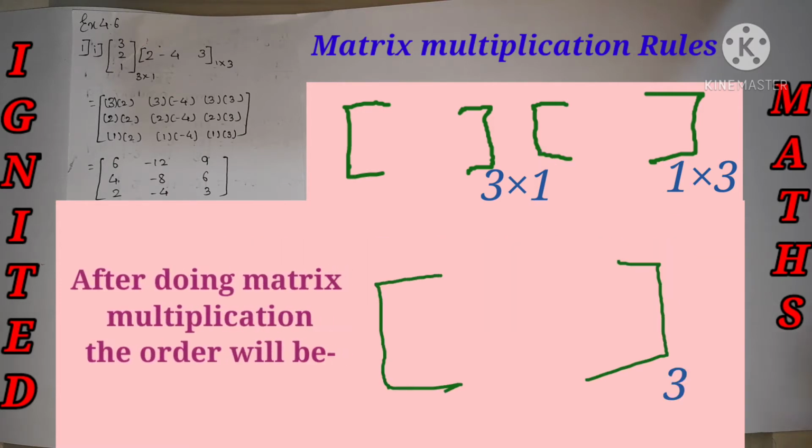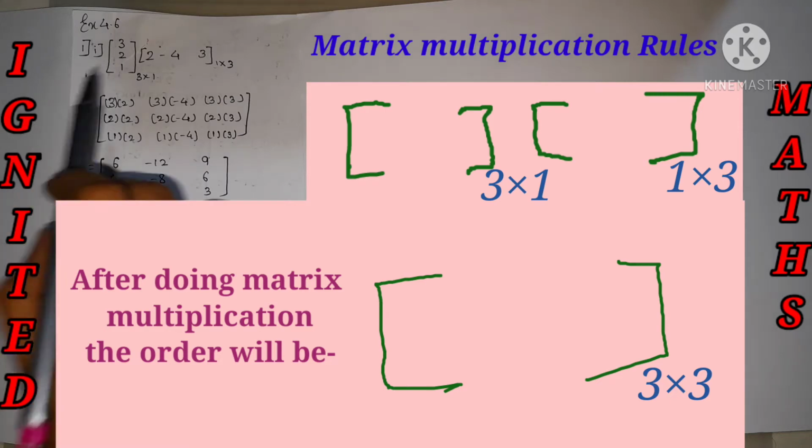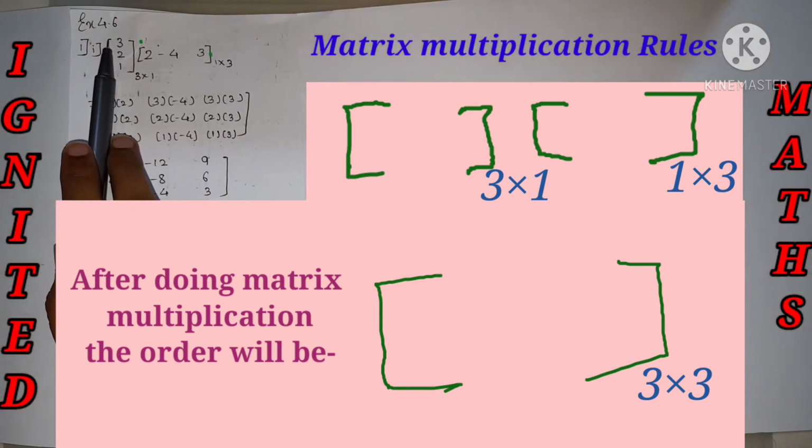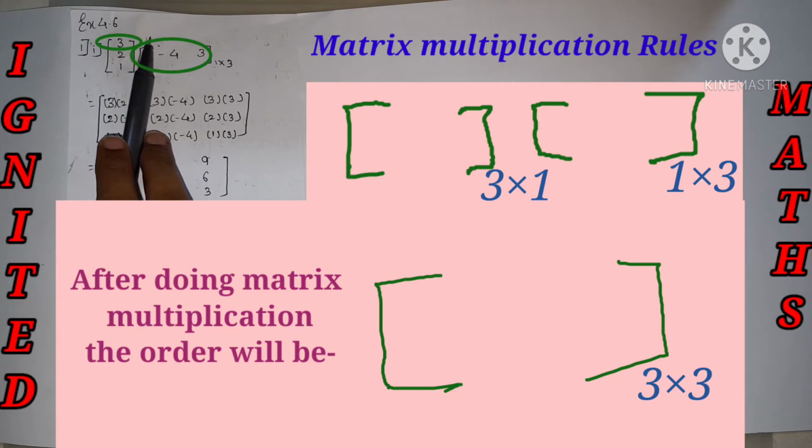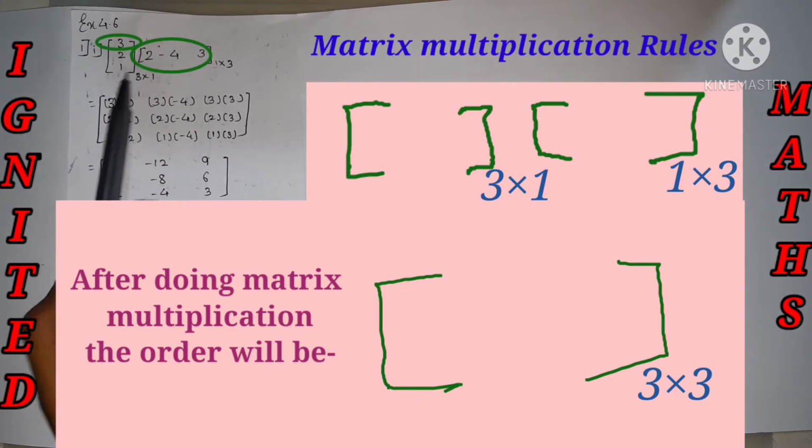After finding the matrix multiplication of the two given matrices, we will get the order with the rows of the first matrix and the columns of the second matrix, that is 3 cross 3. So let's get started with the solution. For the first row, we need to multiply the first row of the first matrix with the second matrix's columns one by one. That is 3 into 2, 3 into minus 4 and 3 into 3. This is how we need to do it for the first row.